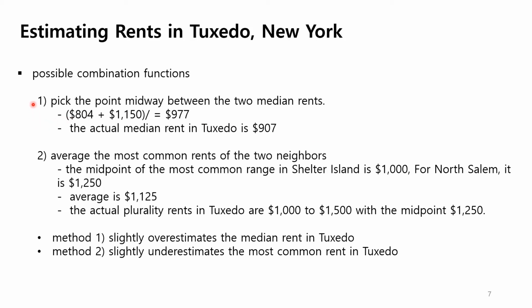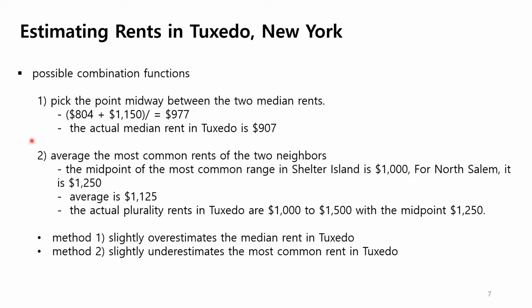The first method you can think of is we use the median rent of the neighbor cities, which is 804 and 1,150. So we compute the average of these two, which is 977. We can use this one for the estimate of rent in Tuxedo. The actual median rent in Tuxedo is 907, so pretty close.